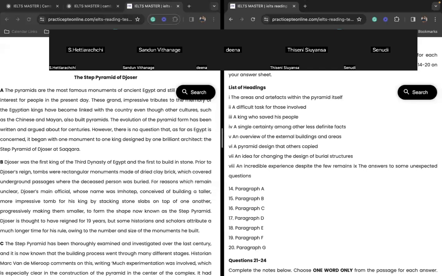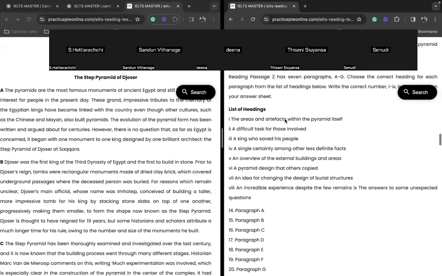Okay, so Ayesha has asked, filling the blanks with the given set of answers is somewhat difficult. Filling the blanks with a given set of answers.